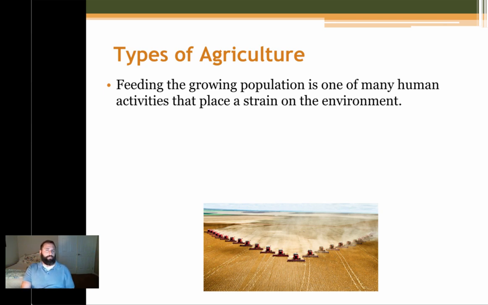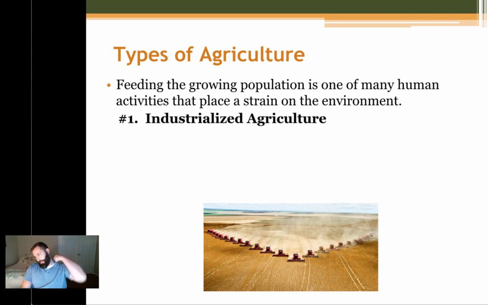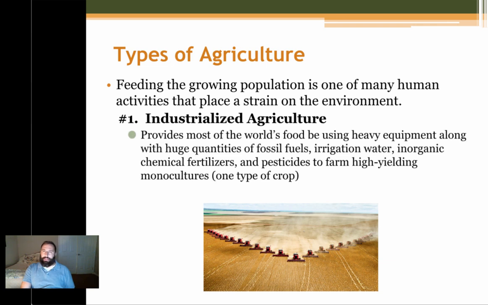There are different ways to grow the food that we use to feed that population. The first one that we'll talk about is industrialized agriculture. This is a series of methods that started to be developed in the 1950s and beyond that uses a lot of heavy equipment that burns quite a bit of fossil fuels. We might need to divert water from waterways to irrigate land. Farmers might even use inorganic chemical fertilizers and pesticides to farm high-yielding monocultures, just one type of crop on the land.